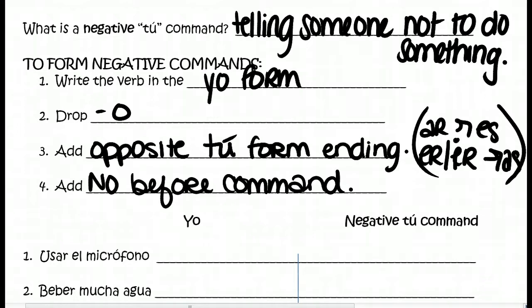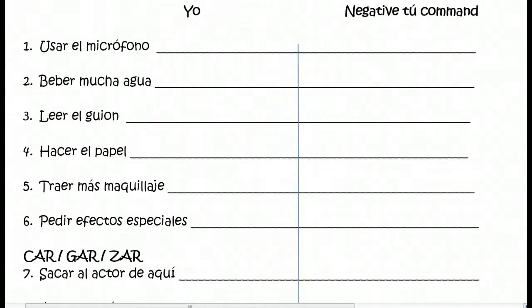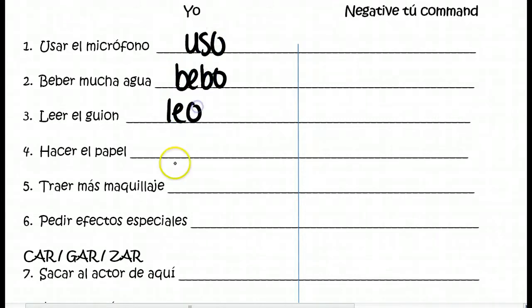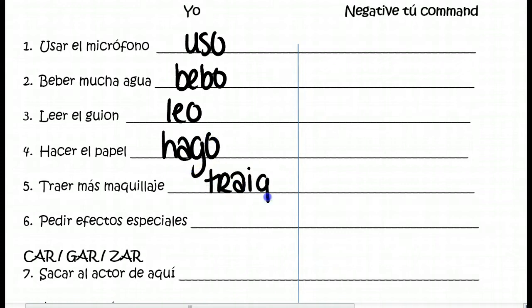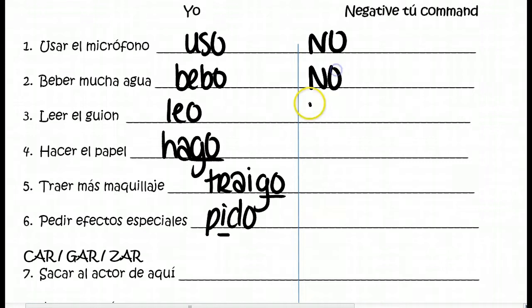So let's do a little bit of practice. Let's put all of these verbs below into the yo form. So we have usar, uso; beber, bebo; leer, leo; hacer, hago; traer, traigo; pedir, pido. Notice how if it's a boot verb, it will still change in its boot because the yo form is within the boot. The go verbs will also maintain their go in the yo form. So when we put it in the tú command, we need to take off our O and add the opposite ending. And then don't forget to add your no. So these will all start with no in the beginning.